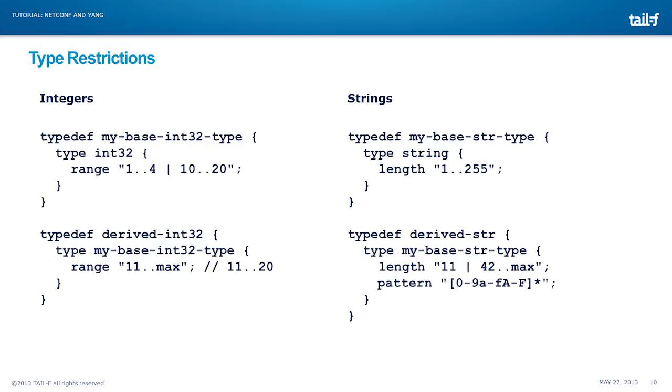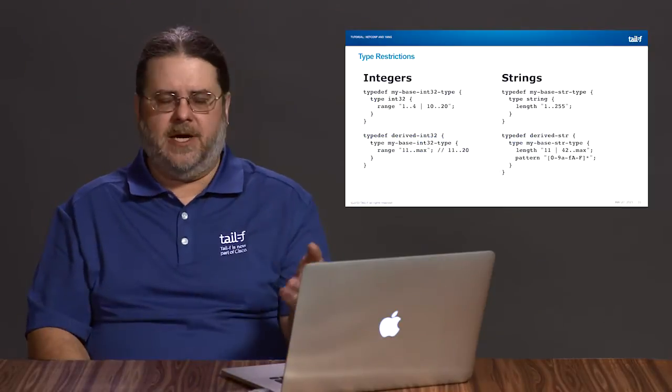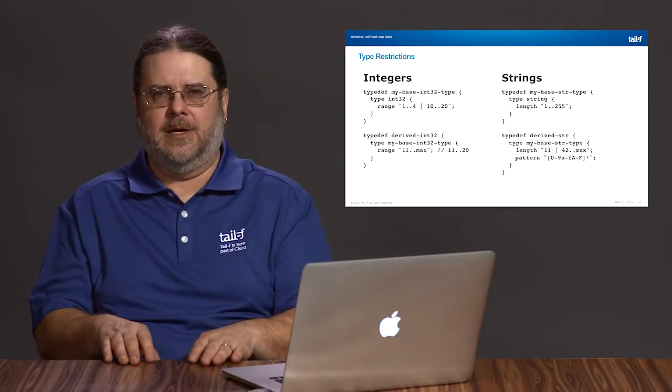On the right, we see an example of strings. So we have my base string type, which can be a string, and that string is restricted to be the length of 1 to 255. You can enter any data into that string as long as there's 1 to 255 characters in it. Now, below that, we make typedef derived string that we derive from my base string type. Here, we're adding two restrictions. Now, the length restriction is 11 or 42 to max. So our string may contain 11 characters, or it may contain 42 to 255 characters. It may not contain 25 characters. That would be a violation. In addition, we've used the pattern attribute on this type so that it must meet this regular expression, so it can only be an alphanumeric entry into the string. Again, these syntactic restrictions, since we can formally and precisely declare them in YANG, ConfD will enforce for us.